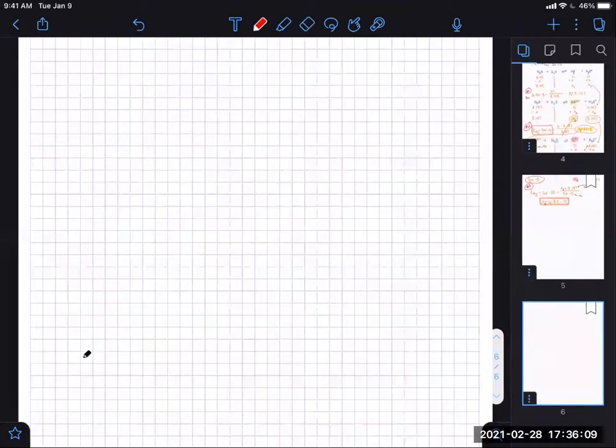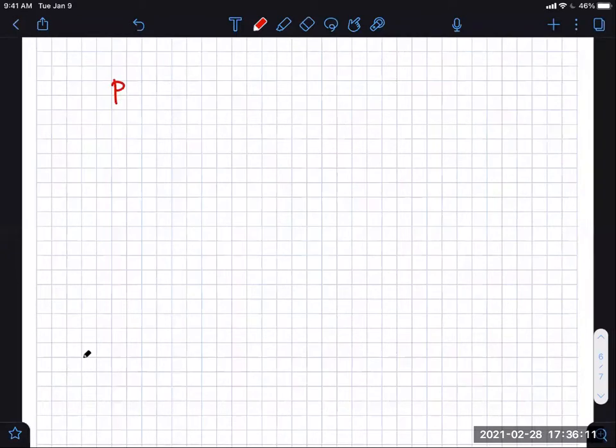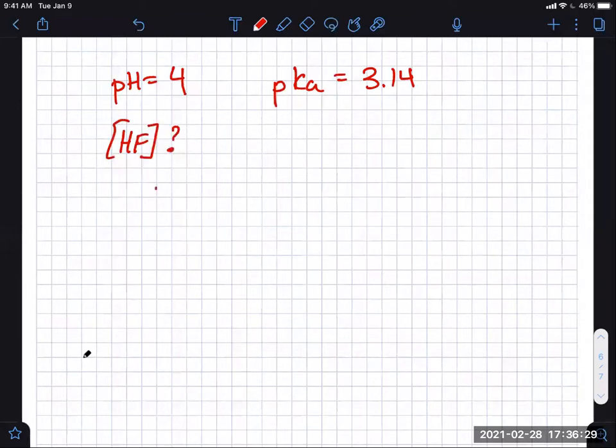Okay, let's say you have a pH of like 2. Let's actually make that higher. And your pKa is going to be the same, 3.14. And you don't know what your concentration of HF is. So you'll set that up. You'll do HF plus H2O turns into F minus plus H3O plus. Okay. So you know what your pH is, right?